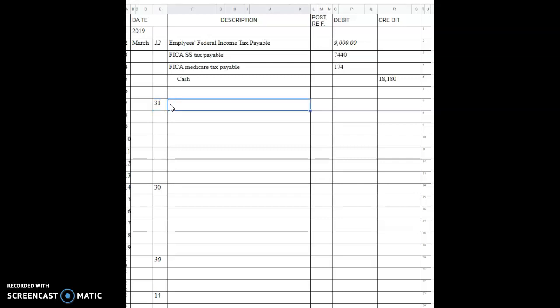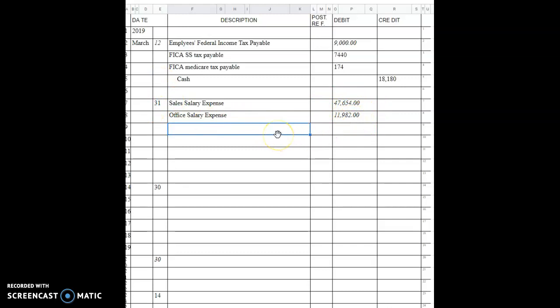Then we go on to the next one, on the 31st. We are going to record the payroll entry in the general journal, and it had the following information. We have our sales salary expense, and if you look in your book, it was $47,654. Office salary expense was $11,982. Those two are going to be our total expenses for our salary.